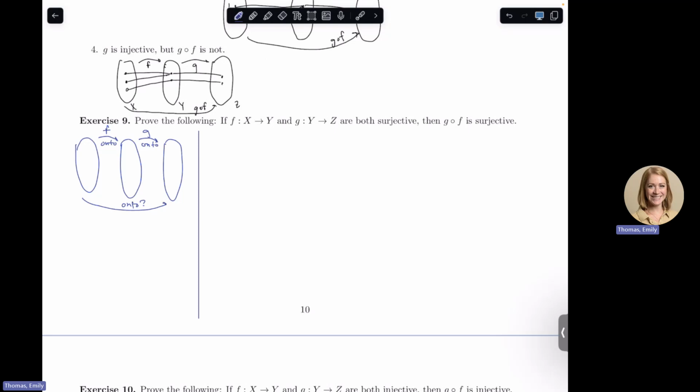So how do we do an onto proof? If I want to prove that g of f is onto, how do I do an onto proof? g of f goes from X to Z. Y'all are tracking that with me? This is X, this is Y, and this is Z. So g of f takes the set X and maps into or onto the set Z. We're trying to figure out if it is into or onto. How do we do an onto proof?